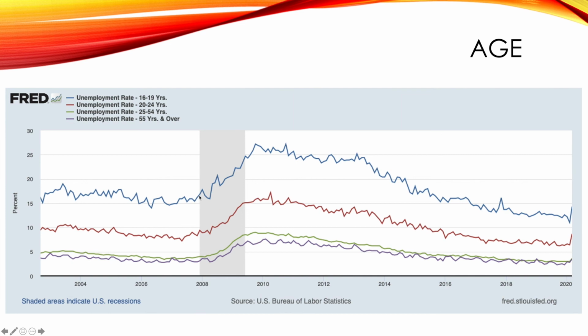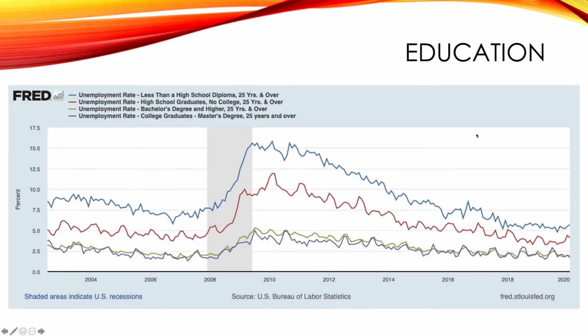So again, look at this. This is probably one of the more surprising ones. In the 2008-2009 recession, for people under the age of 19, or I guess under the age of 20, their unemployment rate was over 25%. That means 1 out of every 4 of these people who were looking for a job were unable to find a job.